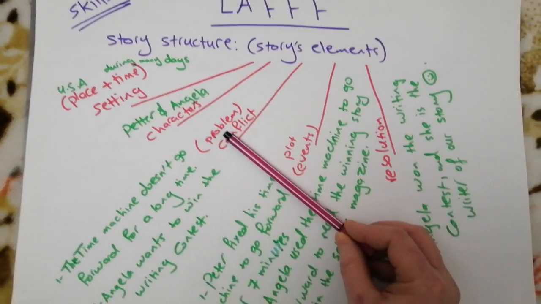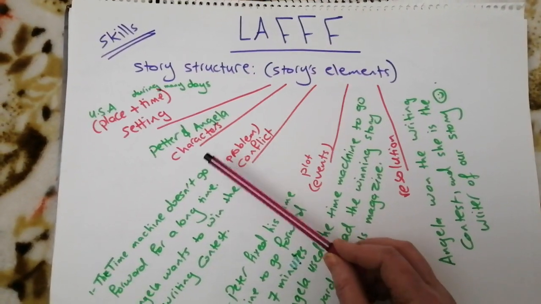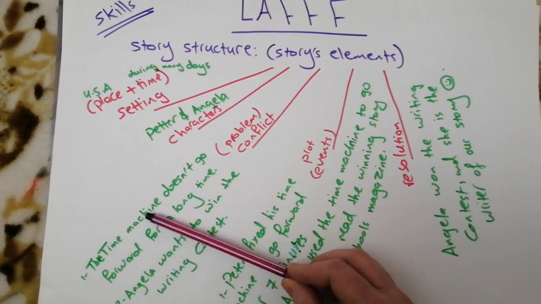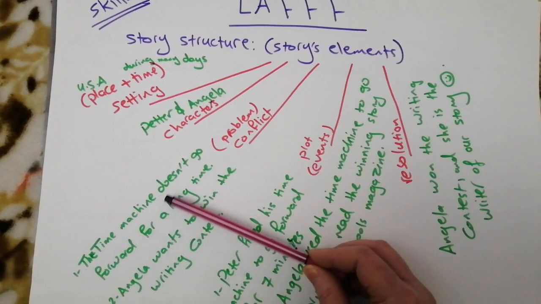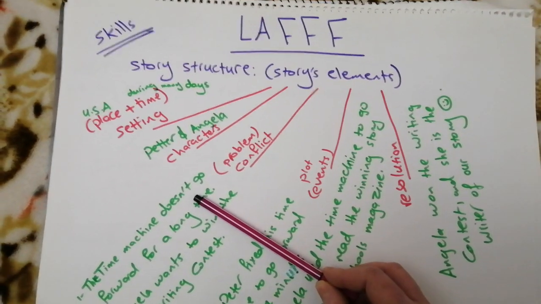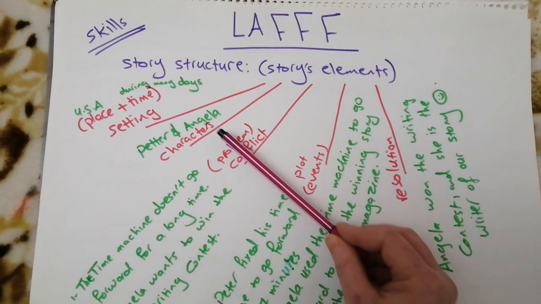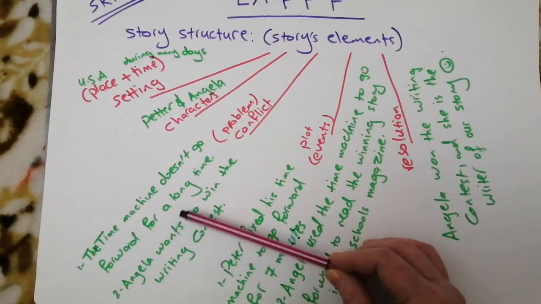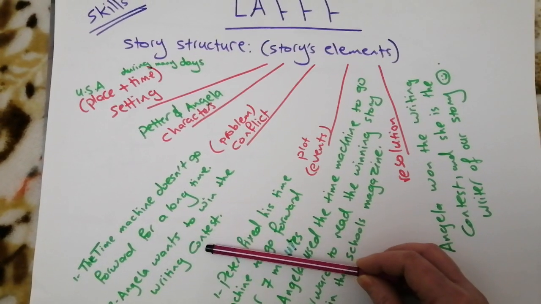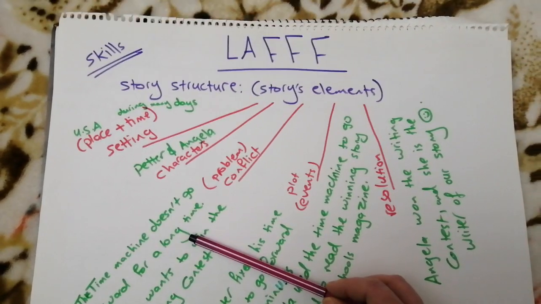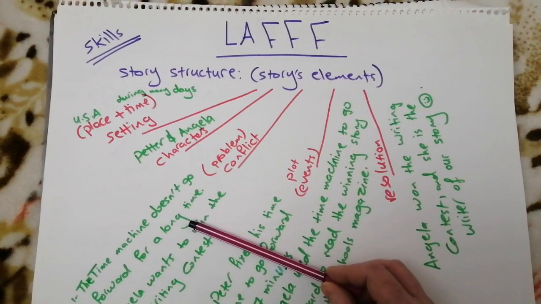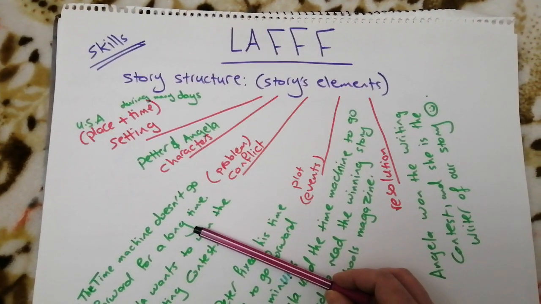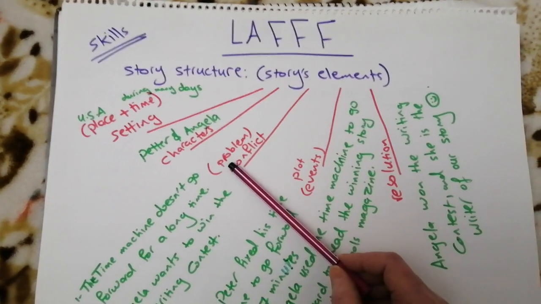Okay, we have here actually two problems. The first problem that Peter was facing, which is the time machine doesn't go forward for a long time, and he was working on this problem. And the second problem that Angela was facing, which is Angela wants to win the writing contest. So these are two important problems in our story. Usually any story has one problem, but here we have two problems.